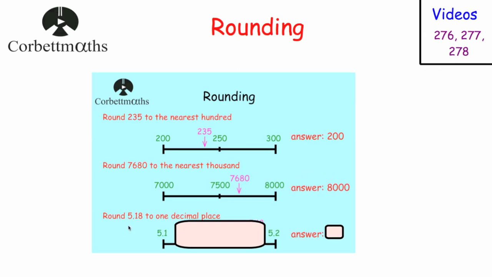And finally, it's important to be able to round to decimal places as well. So we're going to round 5.18 to one decimal place. So we've got 5.1 and 5.2, because 5.18 would be in between 5.1 and 5.2. So we want to figure out if 5.18 is closer to 5.1 or 5.2. Well, in the middle would be 5.15. So 5.18 is much closer to 5.2 than it is to 5.1. So the answer would be 5.2. And again, because we're rounding to one decimal place, we could have just looked at the second decimal place, which is an 8, which then would tell us that we're going to round up. So it's going to be 5.2.